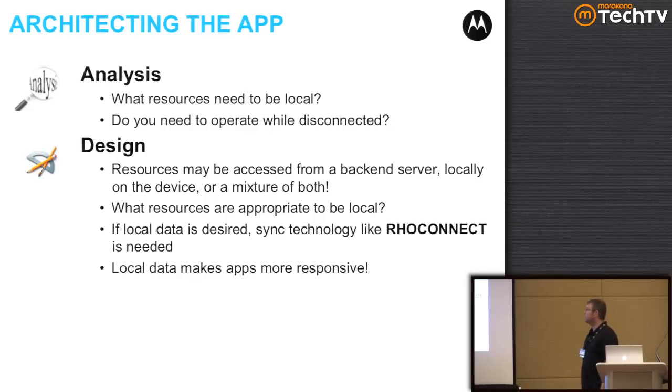If local data is desired, then you may need some sort of sync technology like RhoConnect. Those of you who were here with Adam prior to this presentation saw some of the great features that RhoConnect has to offer. But regardless of whether you use RhoConnect, you'll probably want some sort of synchronization technology if you want to bring that data locally, right? Because you will want to operate in that opportunistically connected scenario.